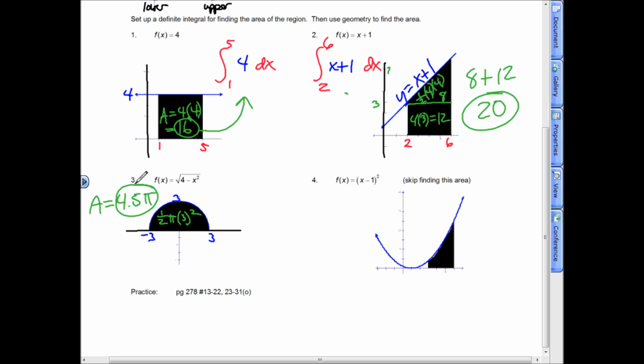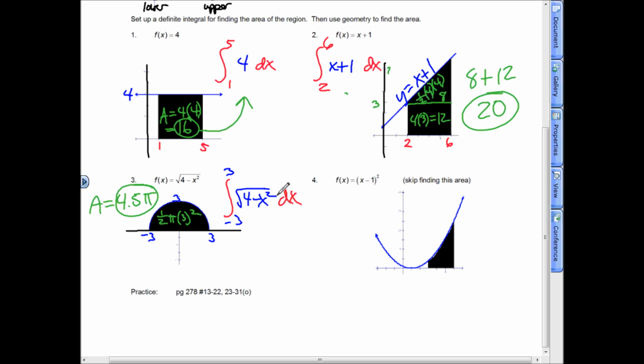And if I wanted to represent that as an integral, I would be integrating with respect to x again. So where are my x's going from? My x's are going from x equals -3 would be the smaller, to x equals +3 would be the bigger. And what is my function? My function is that square root of 4 minus x squared. And if we knew how to do that integral, we'd end up with an area of 4.5 times pi.